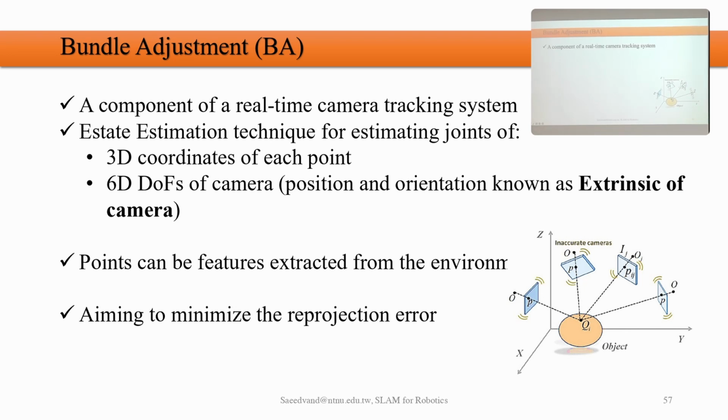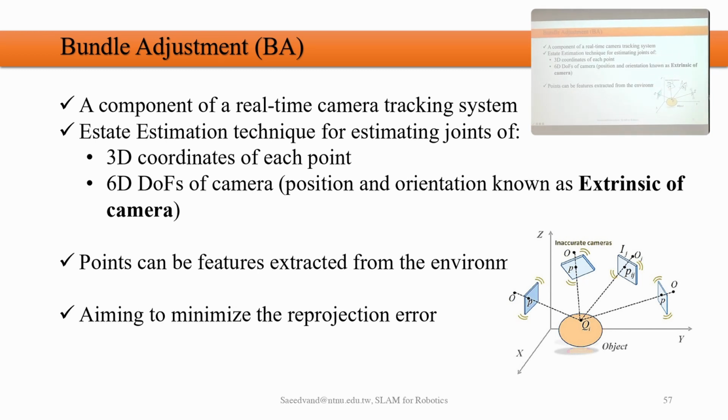So with knowing this, we say that bundle adjustment is a component of the real-time camera tracking system. And it is a state estimation technique for jointly estimating these elements. First of all, the 3D coordinates of each point. Second, the 6 degrees of freedom of the camera position and orientation, which are known as the extrinsics of the camera.